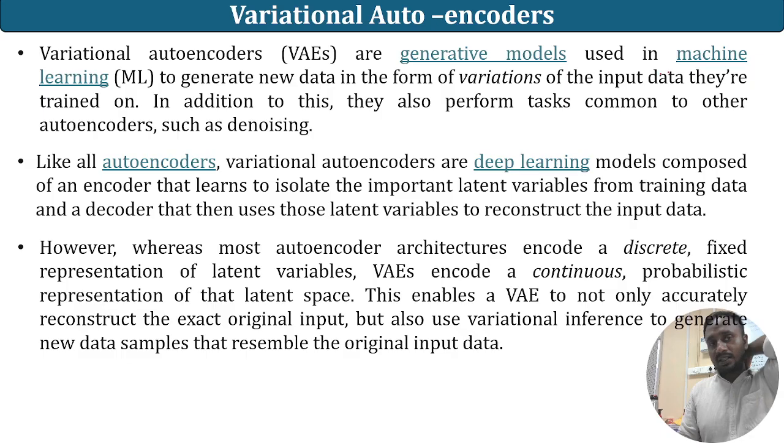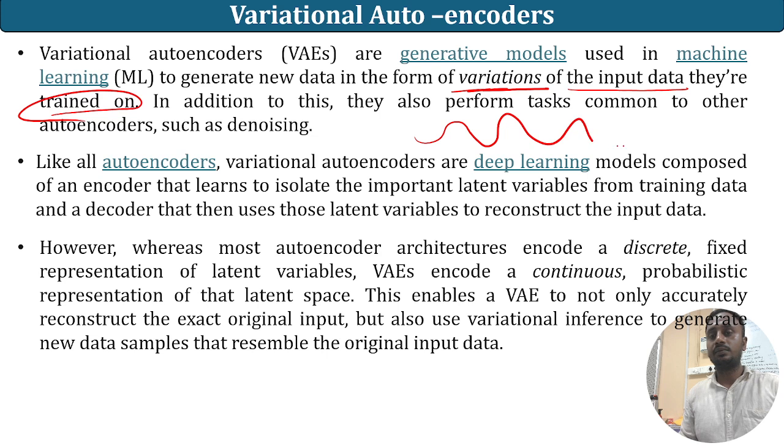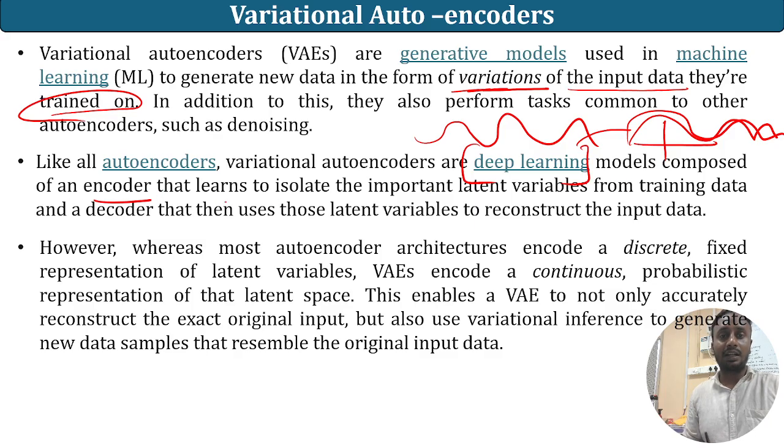We're going to use machine learning to generate new data in the form of variations of the input data they are trained on. Let's say I have given a signal, they're going to generate a signal only. Like all autoencoders, variational autoencoders also use a deep learning model composed of an encoder that learns to isolate the important data variables.